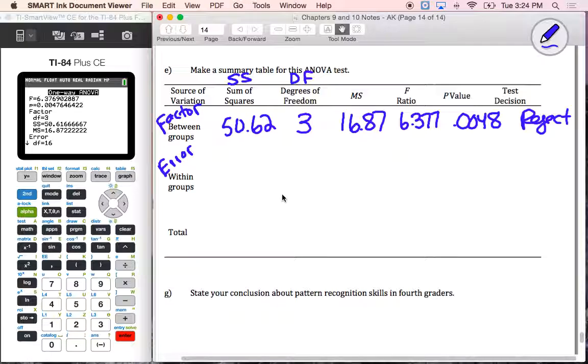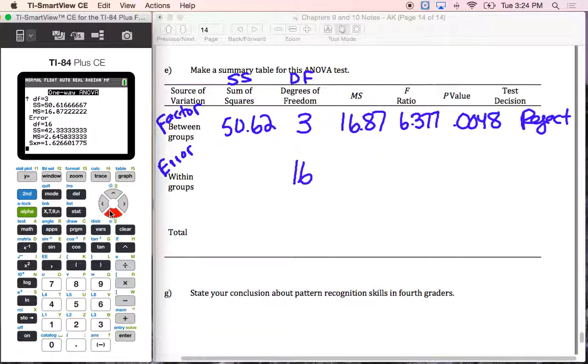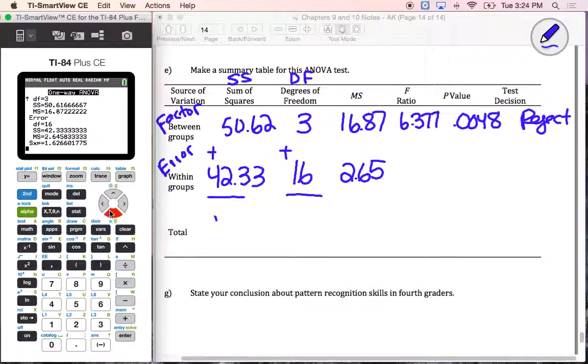Then we're going to the error. My DF there is listed, so that's 16. My SS, my MS, and like I said, WebAssign will tell you what it wants you to round to. Now for your total, you're just going to add the first two columns there. So when you add those first two, you get a 92.95 and a 19. Again, they're asking you to find all this because this helps you figure out what your F statistic is. But again, calculator will tell us for it.